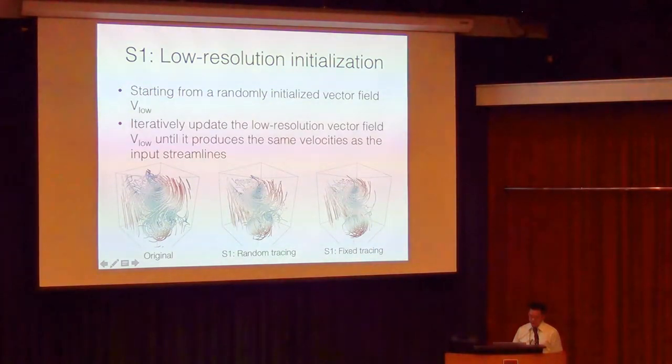And this is the first stage reconstruction result. Once you have the vector field, we trace again. You can either randomly trace the flow field using a different set of seeding points, or use fixed tracing, where the seeding points are those on the original flow field you are using for the tracing. So this is the first stage.